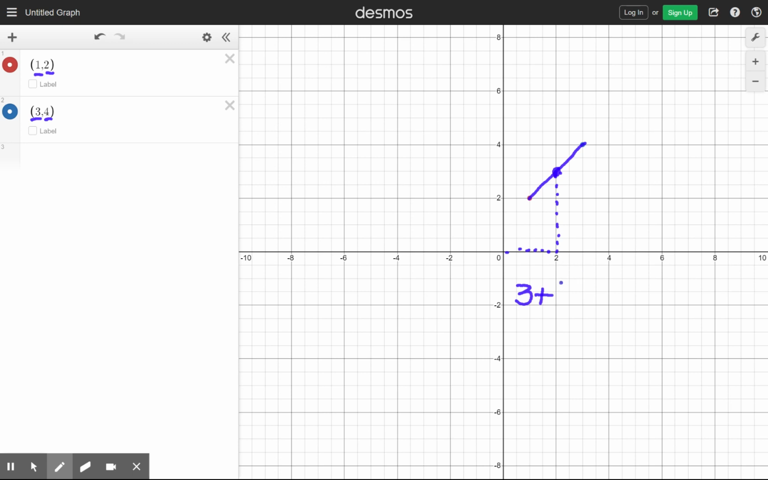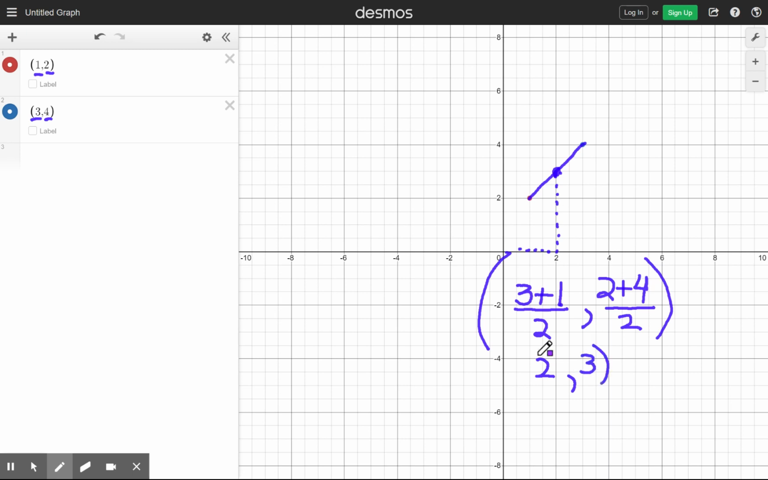So if we're averaging the x coordinates, we would take 3 plus 1, and since there's 2 of those, we divide by 2. And then to take the average of the y coordinates, we would take 2 plus 4. Since there's 2 of those, we divide by 2. Okay, so there's our big ordered pair, and we'll simplify these. 3 plus 1 is 4. 4 divided by 2 is 2. And for the y coordinates, we have 4 plus 2 is 6. 6 divided by 2 is 3.